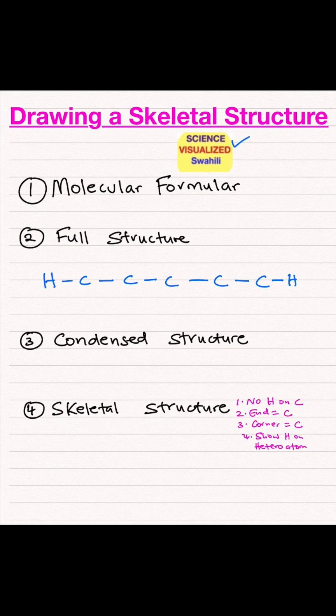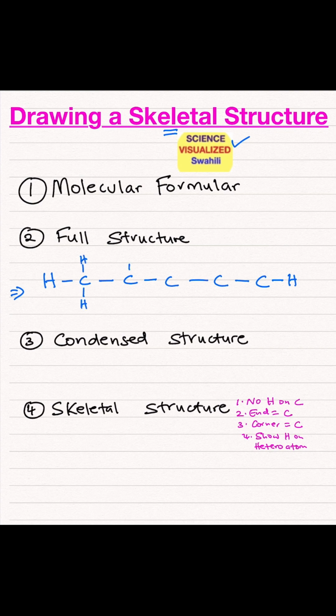Today we're looking at how to draw a skeletal structure in organic chemistry. So if we consider this structure here, we know that carbon forms 4 bonds. So this carbon here has already 1 bond, 2 bonds. So we need to add 2 more.